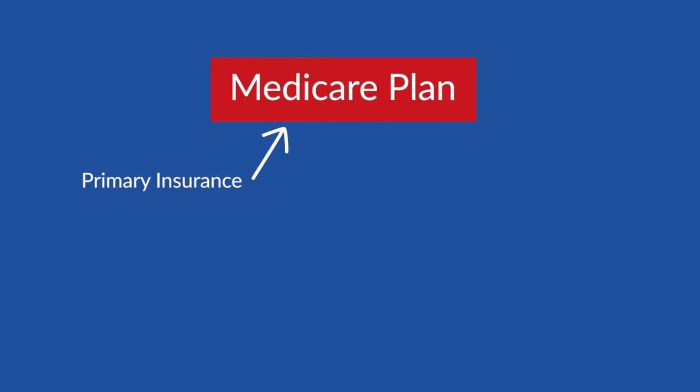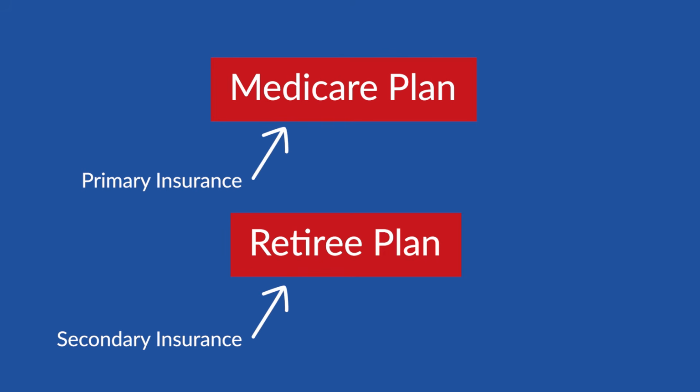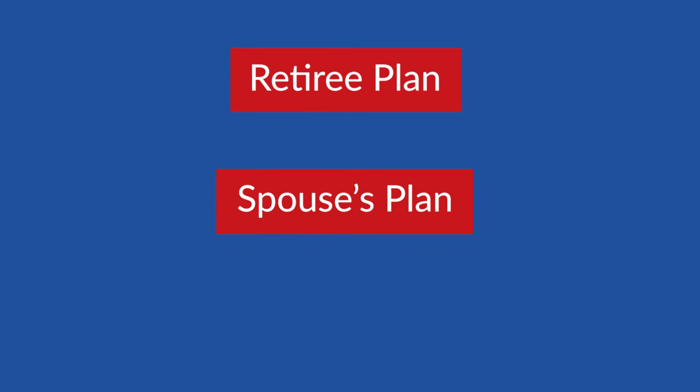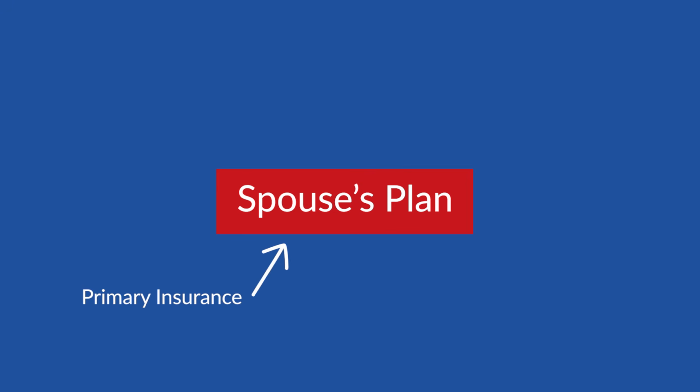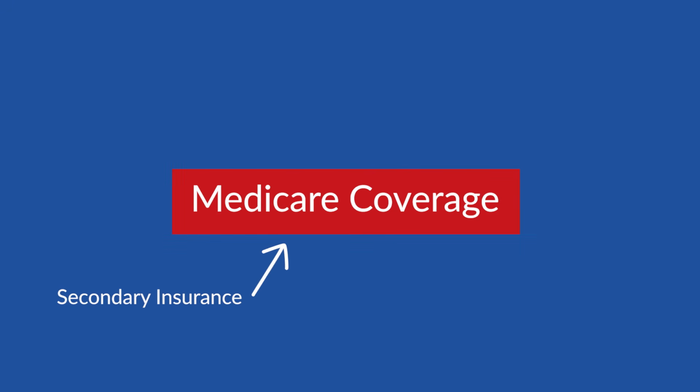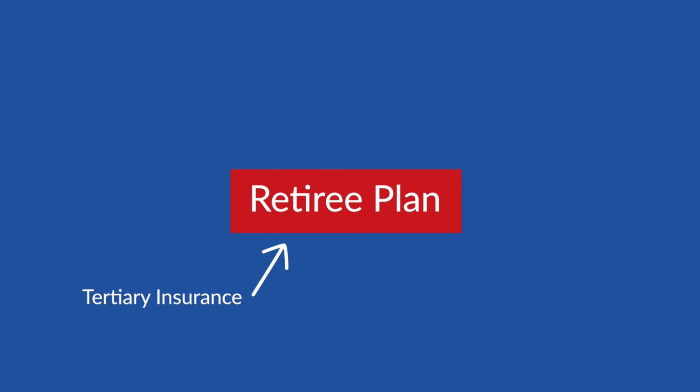Number 10, Medicare versus retiree plan. This rule applies to patients who are covered by Medicare and a retiree plan. Medicare would be the primary, while the retiree plan would be the secondary once the patient turns 65 years old. If a patient has a retiree plan, is also on their spouse's insurance plan, and has Medicare coverage, their spouse's plan covering them as a dependent would be the primary. Medicare would be secondary, and the retiree plan would be third.